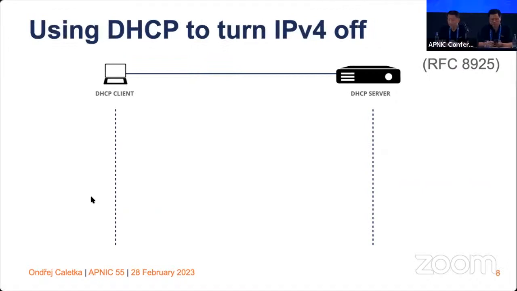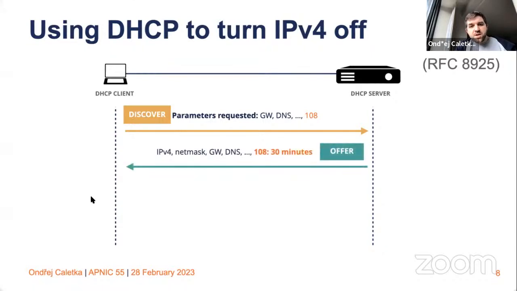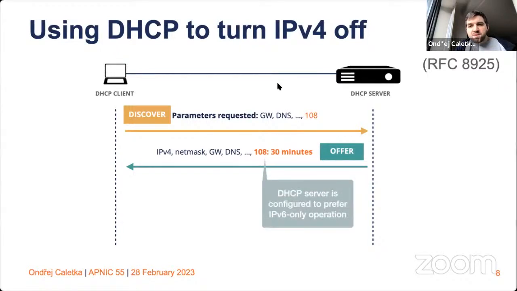Then what if the DHCP server is configured to respond with this option 108? In this case, for the discover message there is an offer message, and in this offer message option 108 is offered together with some time. This time, in this example 30 minutes, basically means that the server is aware that the network where the device is connected is capable of running IPv6-only, and therefore it announces to the client that IPv4 does not have to be used for 30 minutes.